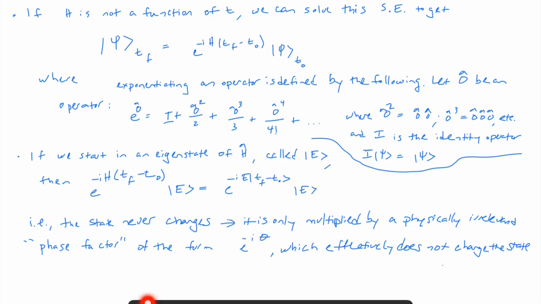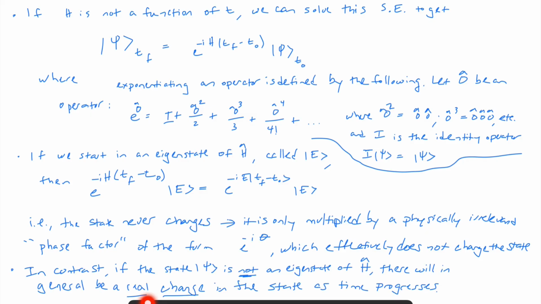So the whole point is, if you start in an eigenstate and you just hit it with the standard Hamiltonian, the state never changes. It's only multiplied by a phase factor of this form, which effectively does not change the state. So nothing ever changes. You start in an eigenstate and you hit it with H. As long as H is the same, you still end up with the same thing. Nothing changes.